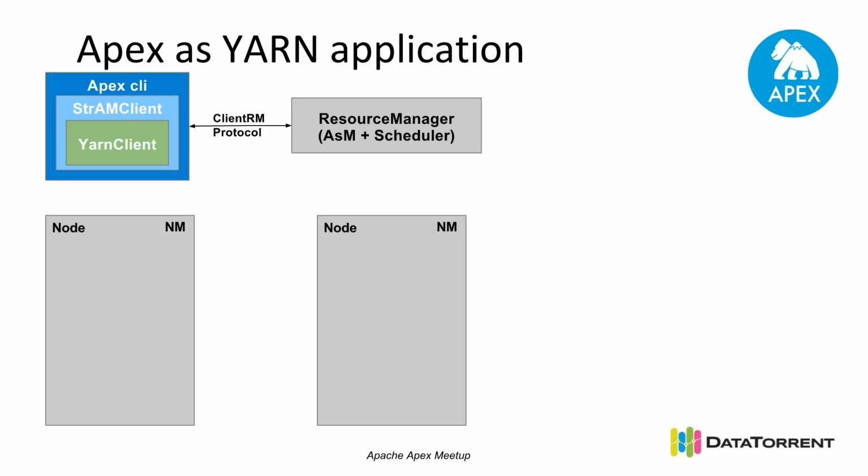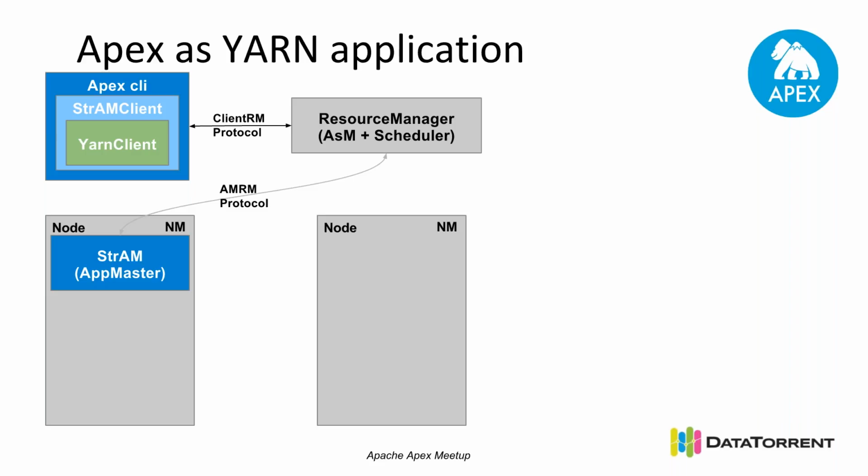First, you use the Apex CLI to launch your streaming application. The Apex CLI in turn will communicate with the resource manager and start the very first process, which is the application master. In terms of Apex, it is known as StrAM. So your application master will be started.